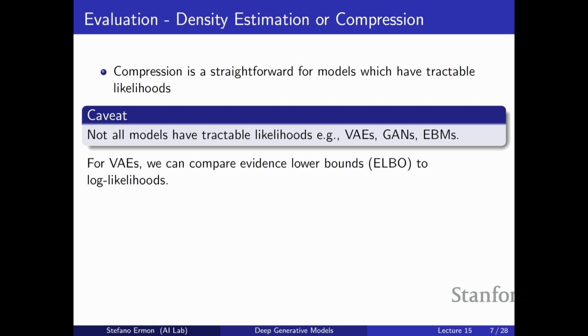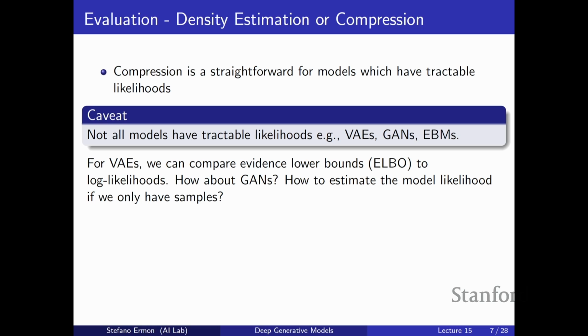For VAEs, at least you can compare them based on ELBO values, which we know is a lower bound on likelihood, so it's a lower bound on how well they would compress data. But if you have GANs, for example, how would you compare the likelihood that you achieve with a GAN to the one that you achieved with an autoregressive model or a flow model? You can't even compare them because there is no way to get likelihoods out of a generative adversarial network.